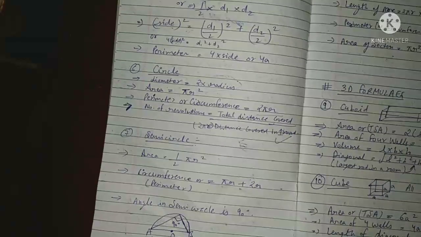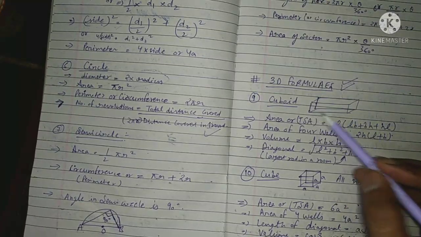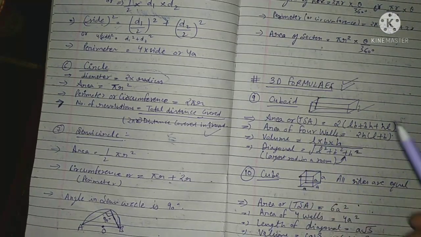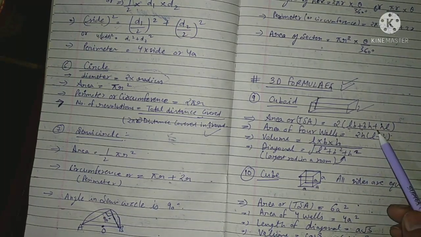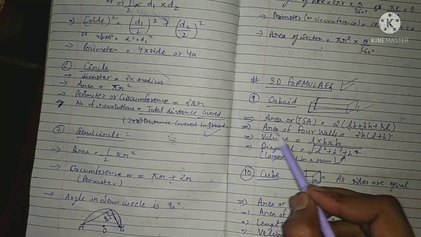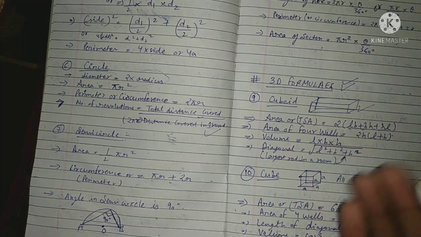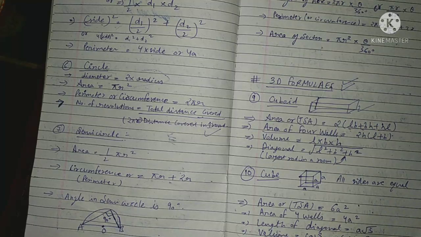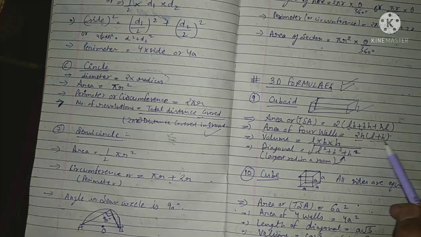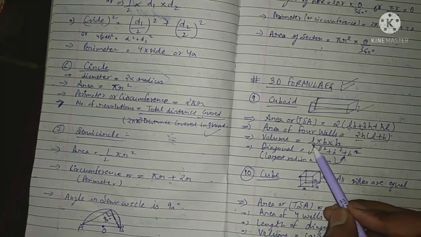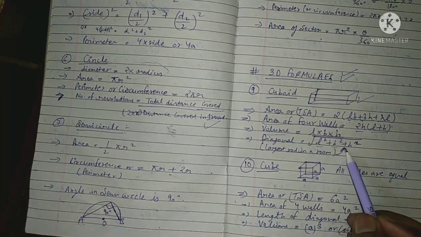Now comes 3D formulas. These are very much important for banking aspirants. So first of all, cuboid. Cuboid total surface area is equal to 2(lb plus bh plus hl), that is length into breadth plus breadth into height plus height into length. Then comes area of 4 walls. This means you are excluding the floor and the upper part of the room, so the remaining area is of 4 walls. So this is 2h(L plus B). Volume of cuboid is L into B into H. Diagonal is equal to under root L square plus B square plus H square.